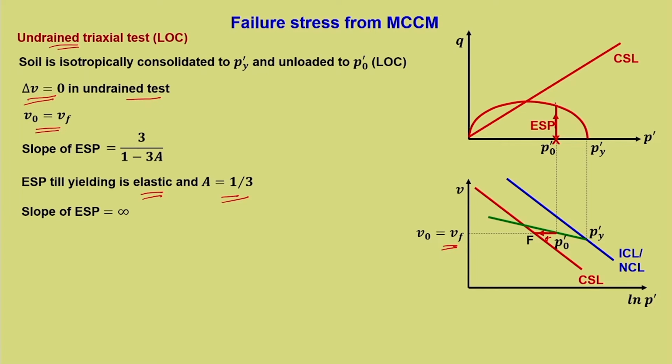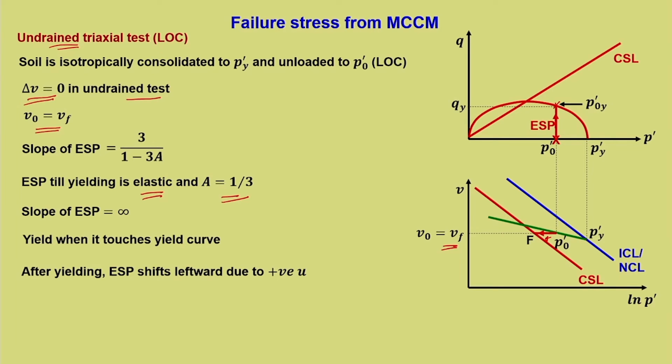So, ESP is vertically upwards. Now, once it yields, this is an undrained condition. So, the yield stress is P naught dash y and Qy. Now, after this it yields, and then what happens? ESP shifts leftwards due to positive pore water pressure.